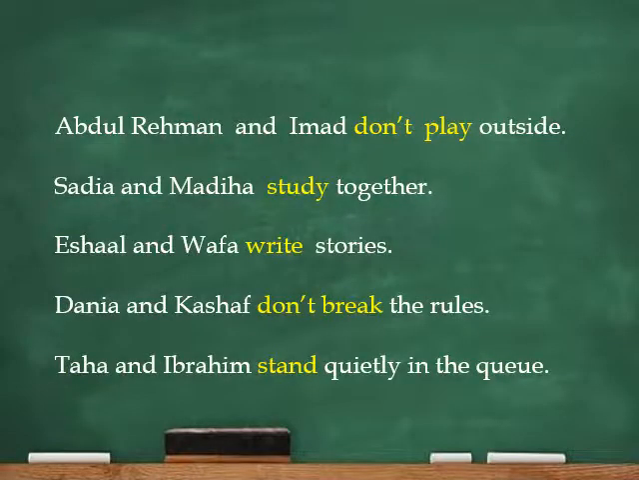For example, Abdul Rahman and Imad don't play outside. Sadia and Madiha study together. Ishal and Wafa write stories. Dania and Kashyap don't break the rules. Taha and Ibrahim stand quietly in the queue. If you carefully look at the examples, we haven't used doesn't with third person plural.